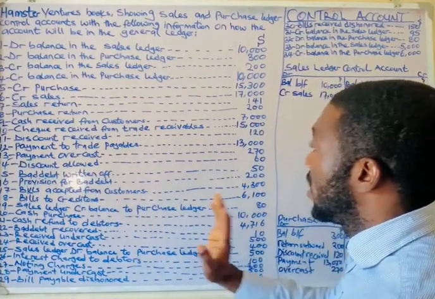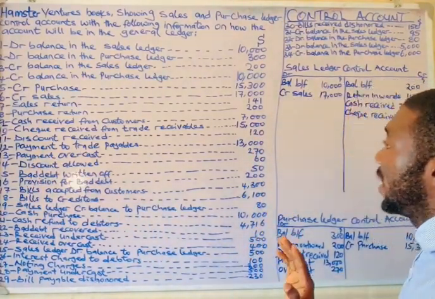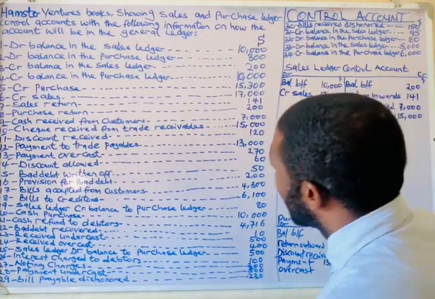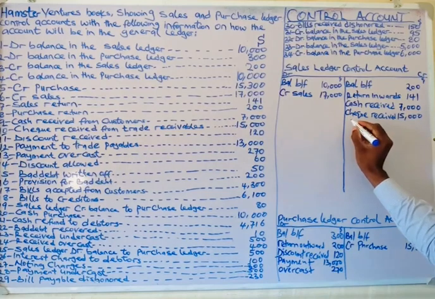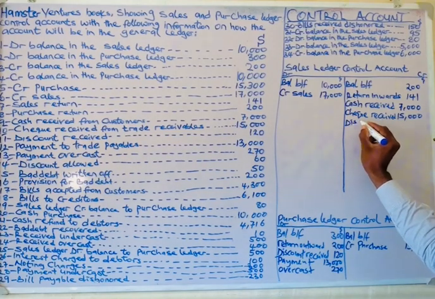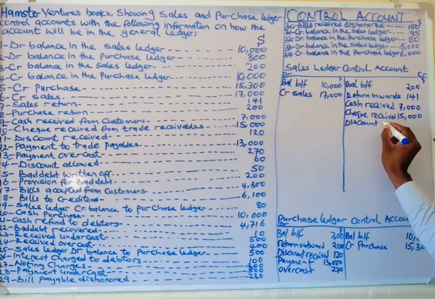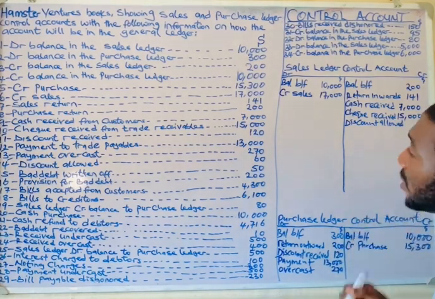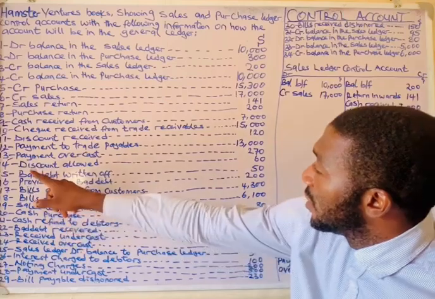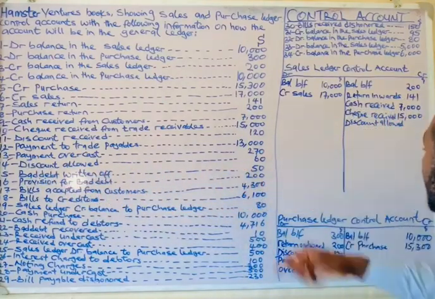So number 14, discount allowed. We allowed our customer a discount. So it will reduce the balance that the customers are to pay us. So you come here and say discount allowed. And the discount allowed is number 14, $60.